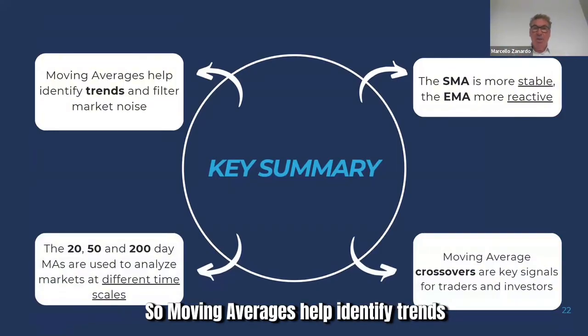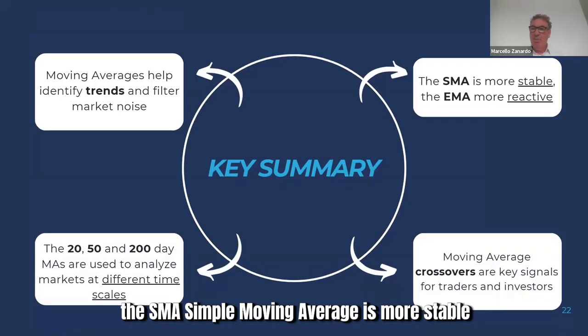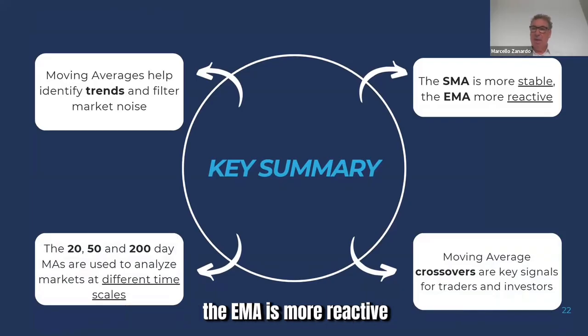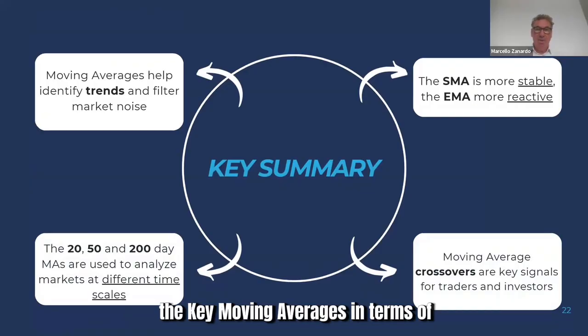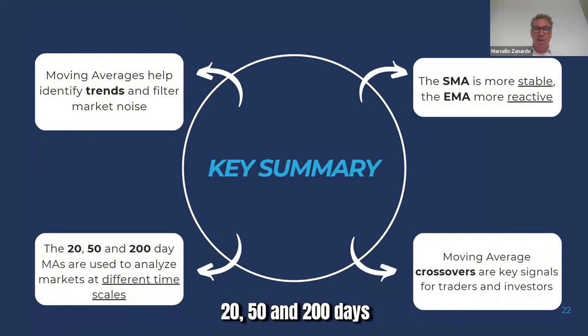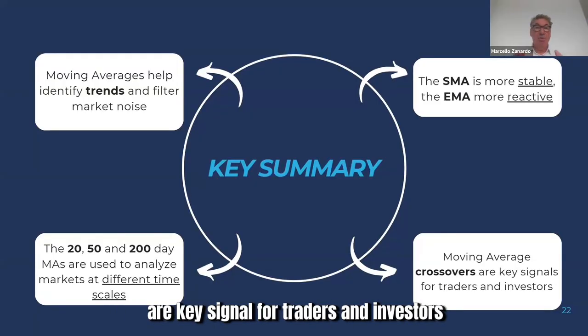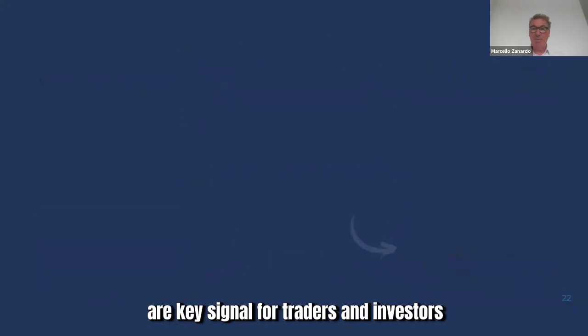So moving averages help identify trends and filter market noise. The SMA, simple moving average, is more stable. The EMA is more reactive. The key moving averages, at least what we use and what the overall market tends to use, are 20, 50, and 200-day, and they are used to analyze markets at different time scales. And the crossovers among the moving averages are key signals for traders and investors.